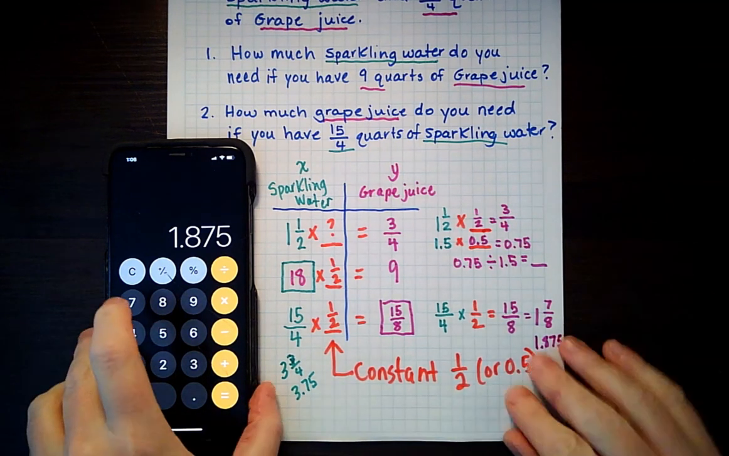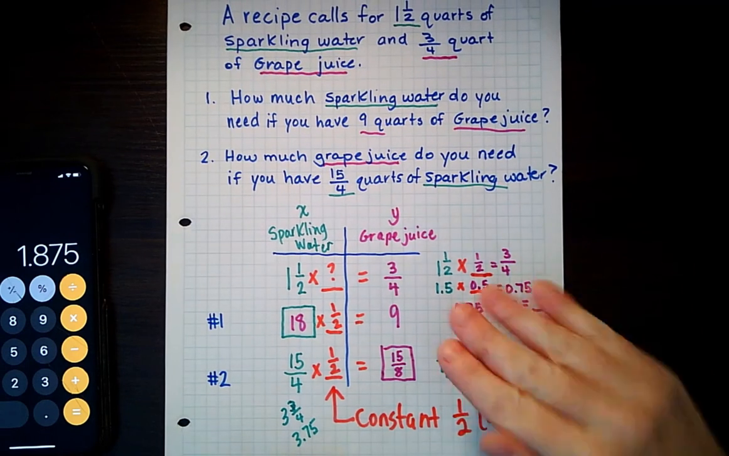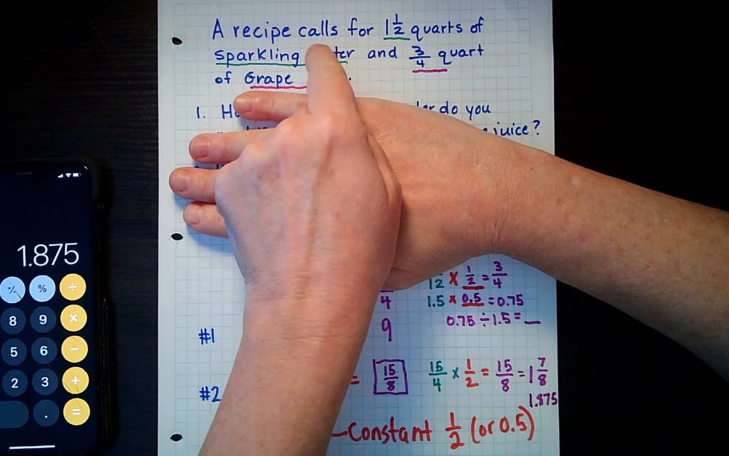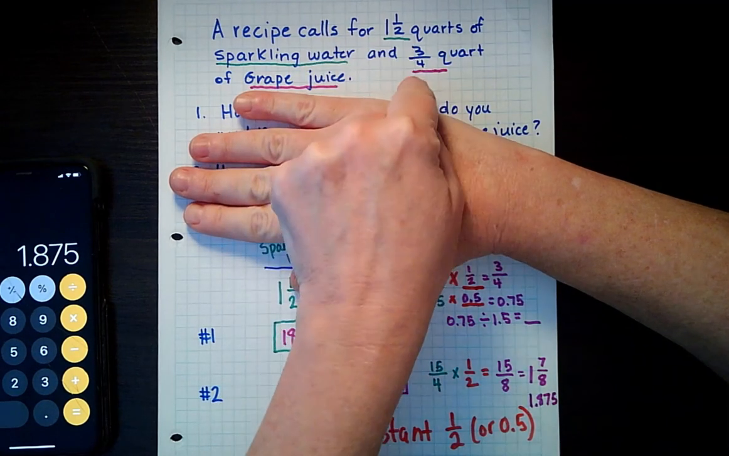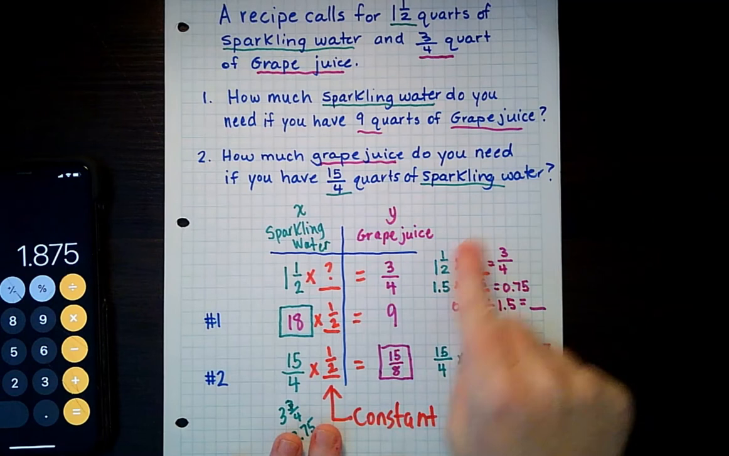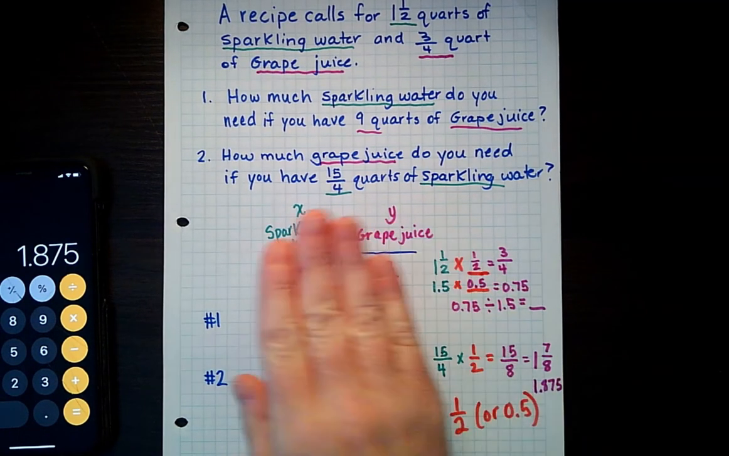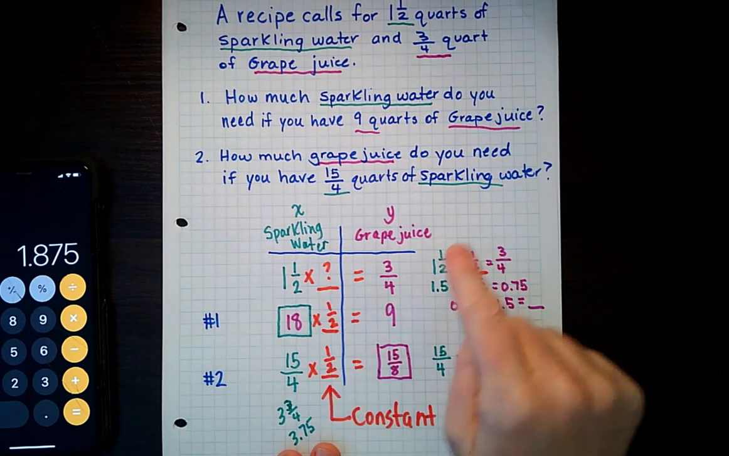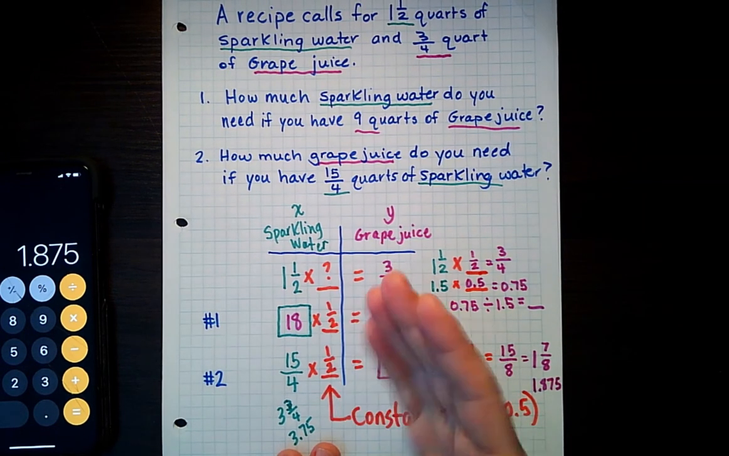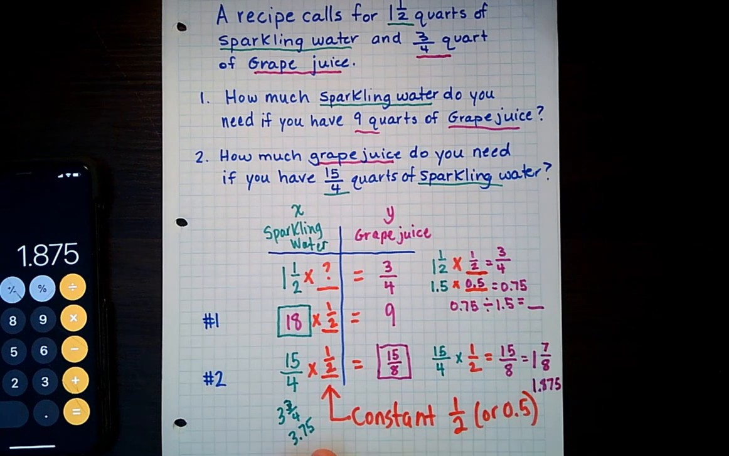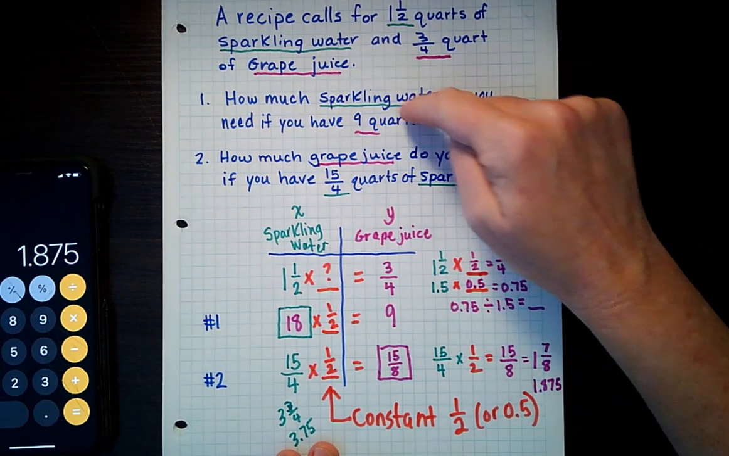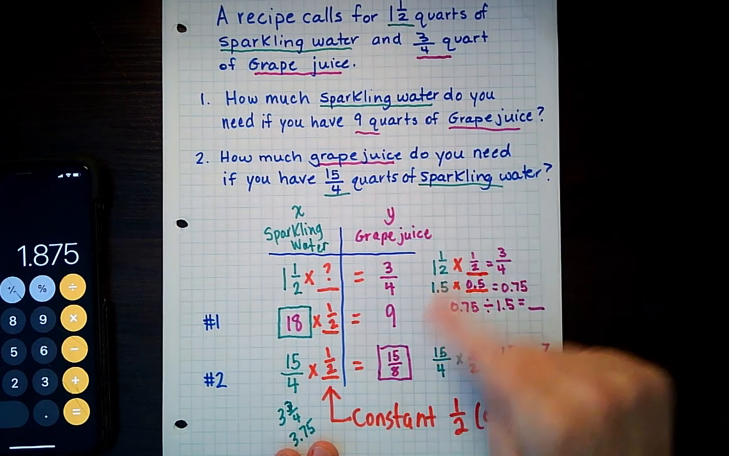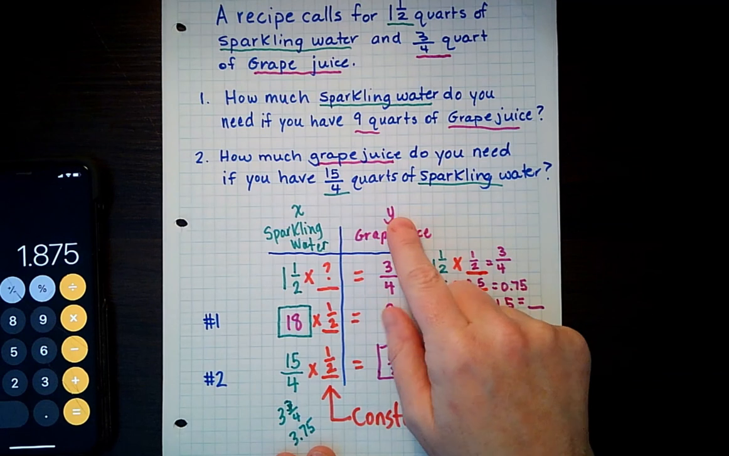It's this easy, guys. I really need you all, those of you who are still having trouble with this, when you're dealing with a situation like this with a recipe and it calls for so much of something and so much of something else, before you do any work, you need to set up a table. It doesn't even matter. You could have put grape juice on this side and sparkling water on this side. It would have worked out the same. Your constant would have been 2 instead of 1/2. So it really doesn't matter which side you use. You would have gotten the answer. You just have to make sure you match the sparkling waters with the same side and the grape juices with the same side. That's why I color code it: green for sparkling water, purple for grape juice.